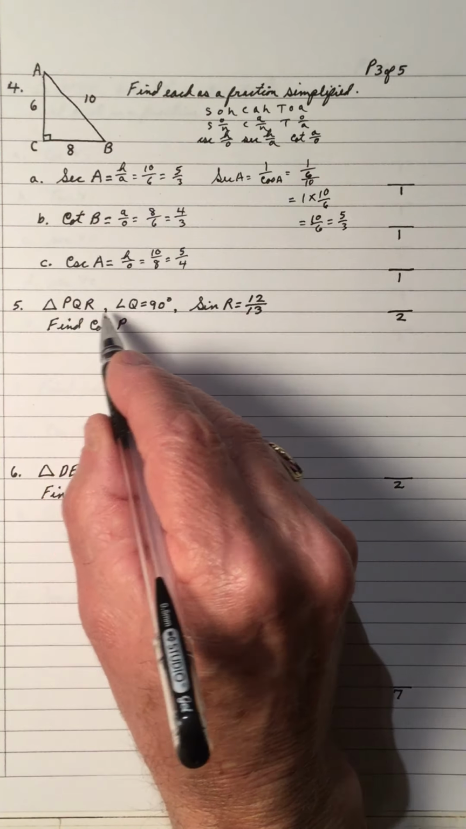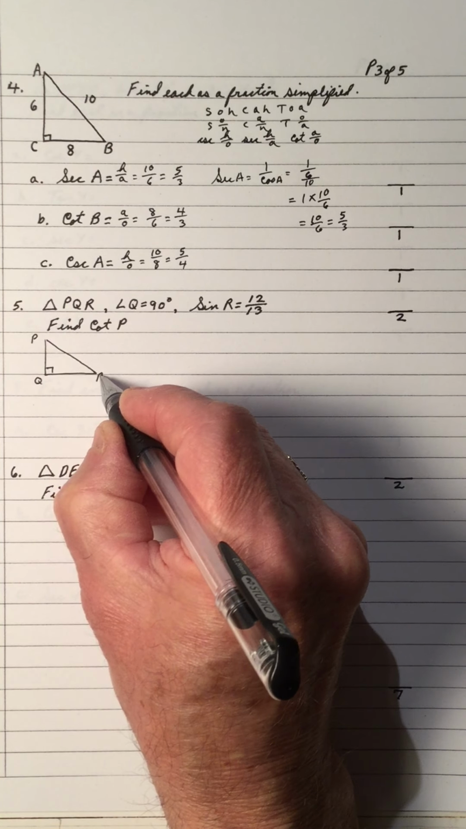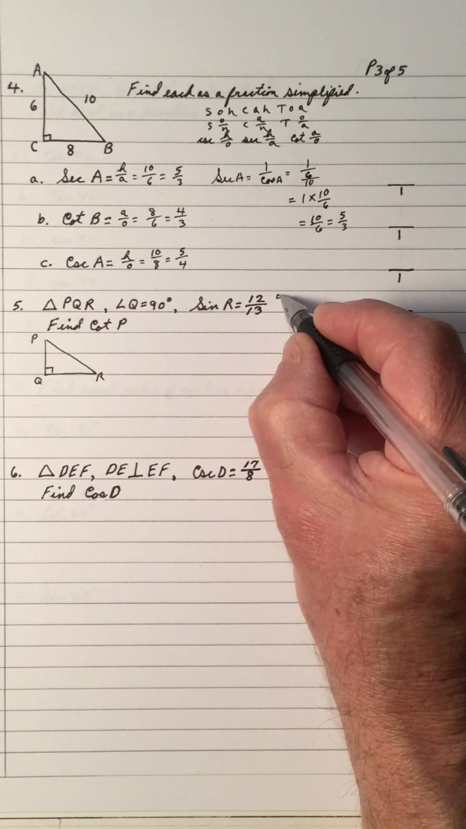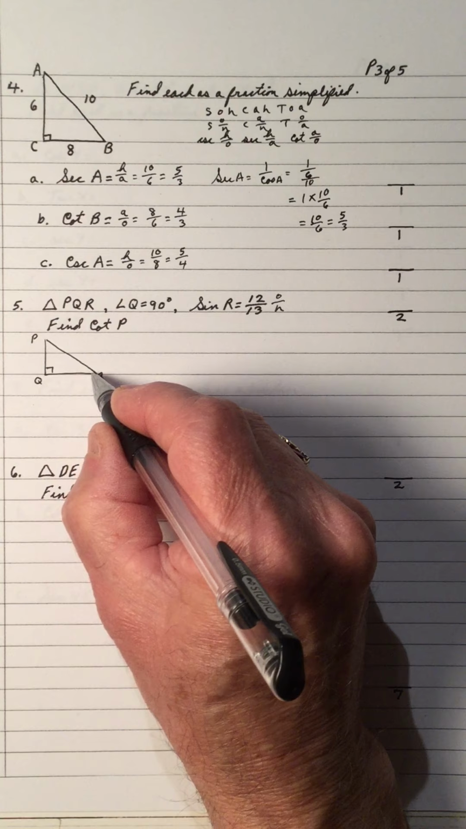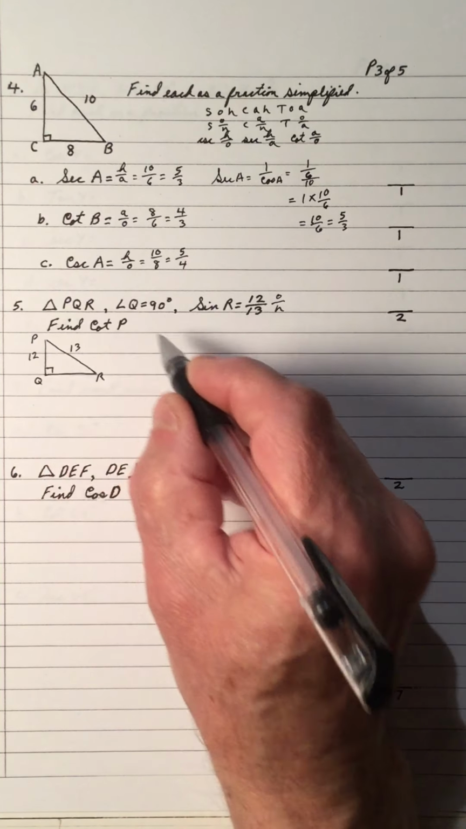So what we have is a triangle, and we have Q, which I need to know where the right angle is. So I can put P there and R there. And sine is opposite over hypotenuse of R. So opposite of R is here. Hypotenuse is 13 across from the right angle.